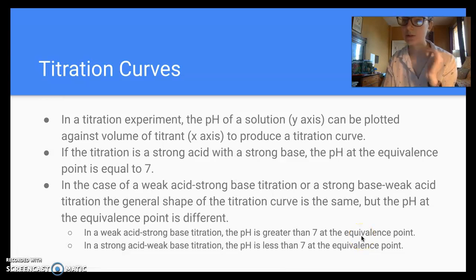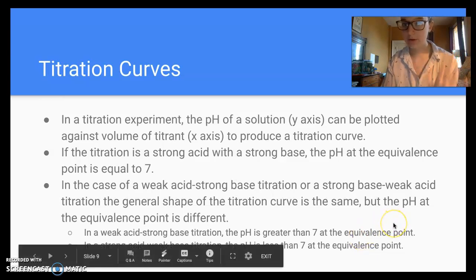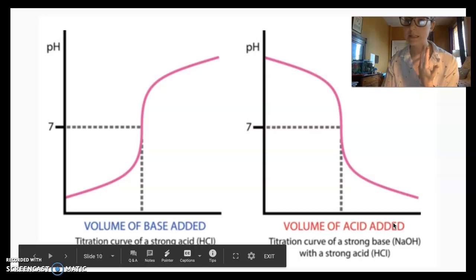We'll go into explanation of why later in the year, so don't worry about that yet. So this is, again, what a titration curve looks like. You have the pH of the overall solution that is in the Erlenmeyer flask versus the volume of base or acid, the titrant, that is added.